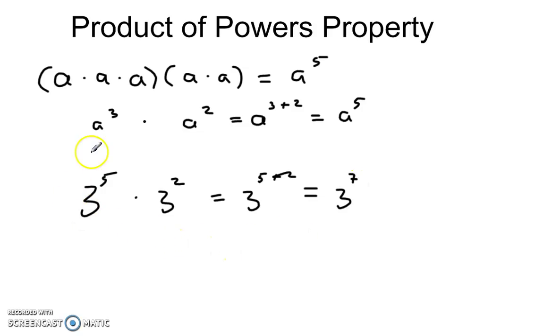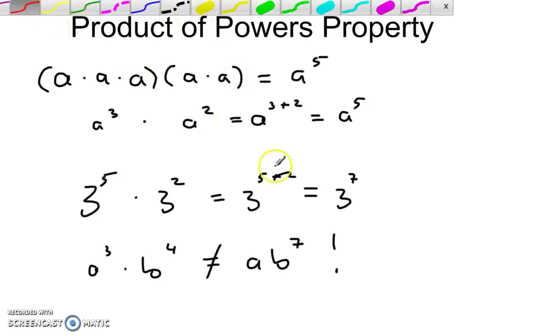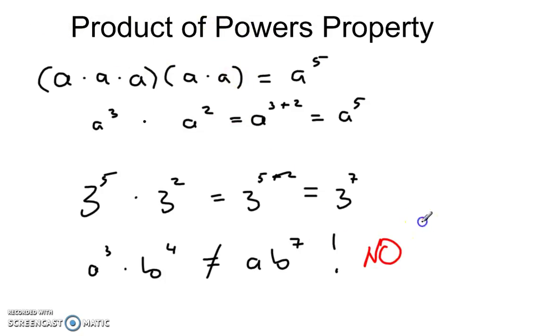Now that only works as long as the base is the same. You can't add if we have A to the third times B to the fourth. That is not AB to the seventh power. No. The base has to be the same. So A and A. Can't have A and B.